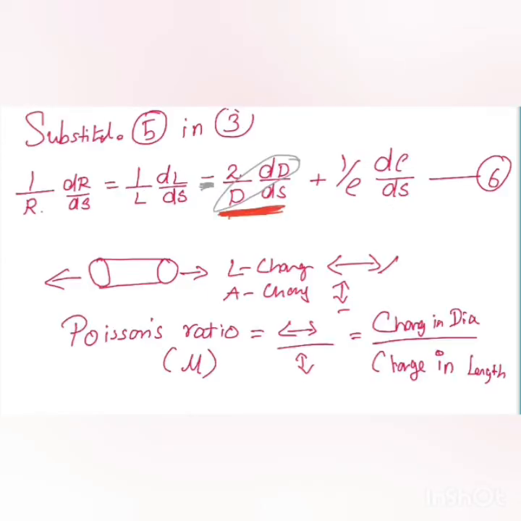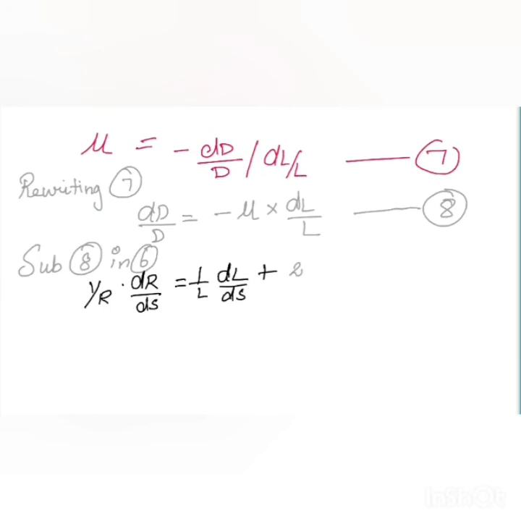The reason we have 2 is because we have 2 here, right? So 2 mu dL by L into ds plus, same as the previous equation, 1 by rho into d rho by ds. I'm going to name this equation as equation number 9, right?